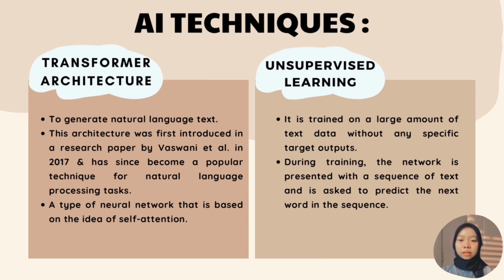The next technique that GPT-3 uses is unsupervised learning. It is trained on a large amount of text data without any specific target outputs. During training, the network is presented with a sequence of text and is asked to predict the next word in the sequence. This process is repeated over and over again, allowing the network to learn the patterns and structures of natural language.